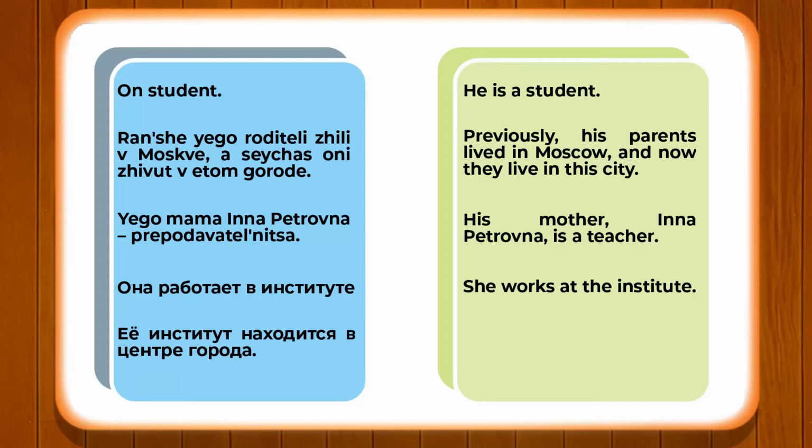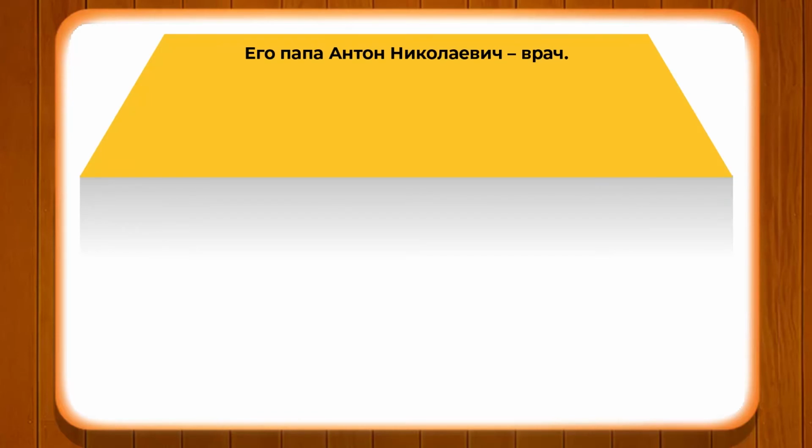Then ее институт находится в центре города. Ее институт находится, is situated in в центре города. В центре, right in the center of the city, Volgograd. Okay, now let's go ahead and pay attention to the next para. Его папа Антон Николаевич врач.